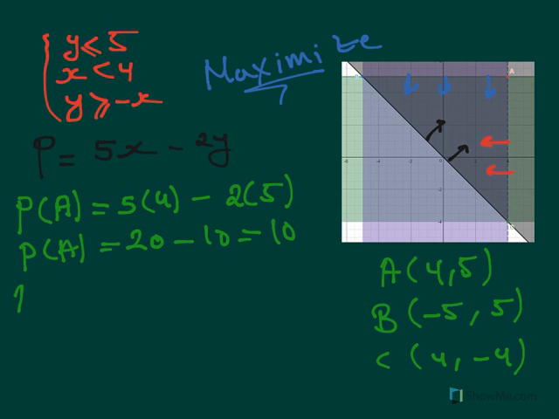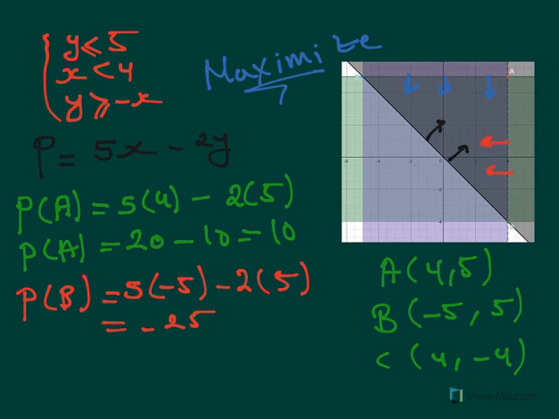Now let's do P of B. Now let's change the color. P of point B, the same objective function. B is x, it's negative 5, so it's going to be 5 times negative 5 minus 2 times 5, which is 10. So it's going to be minus 25 minus 10, that's minus 35.